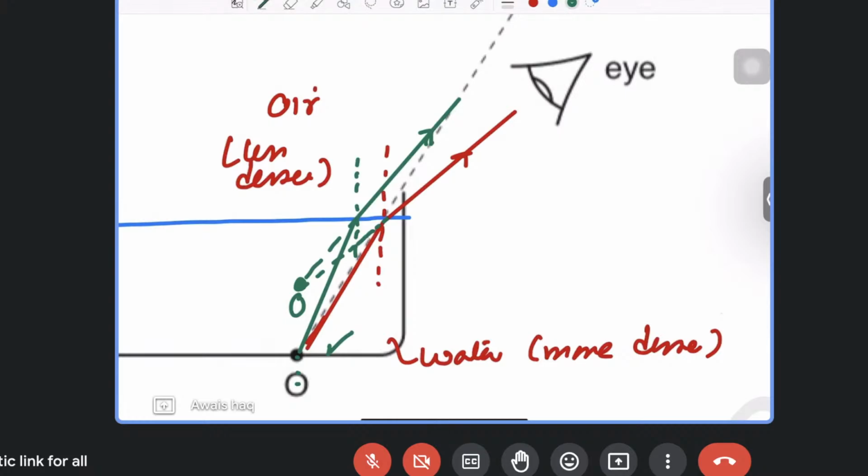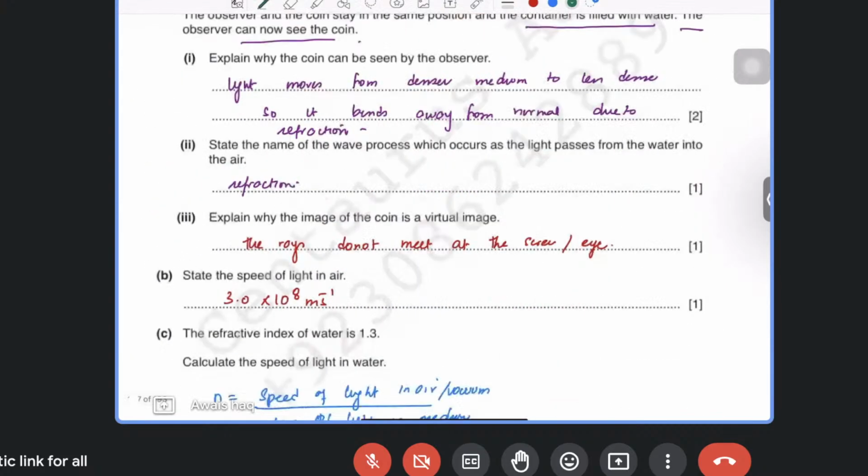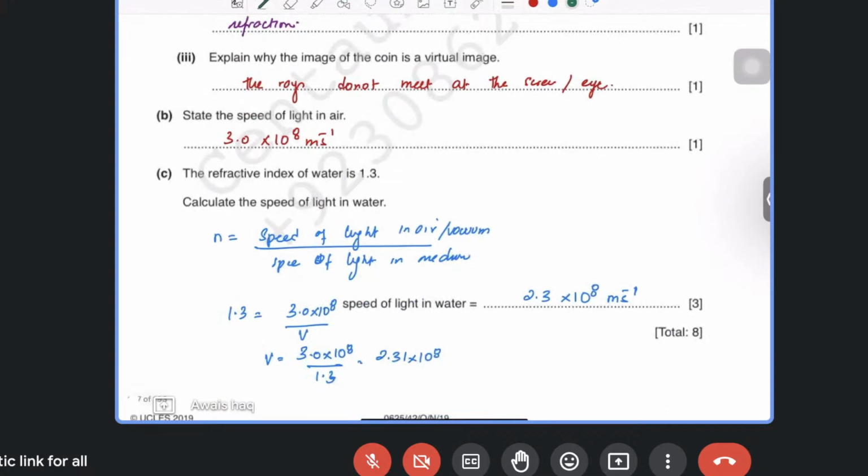Yes, sir. So because it is a virtual image, because the rays do not meet at the screen or eye, that's what you're going to write. And then it says state the speed of air, that you know. Anything else? No, sir. Okay.